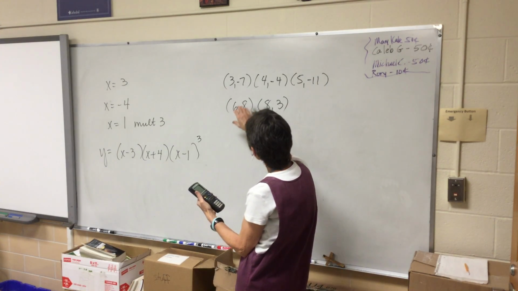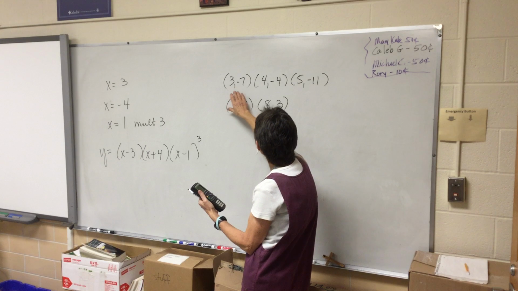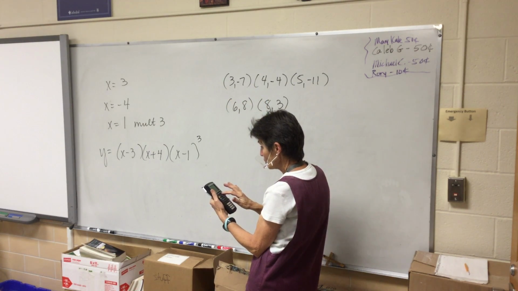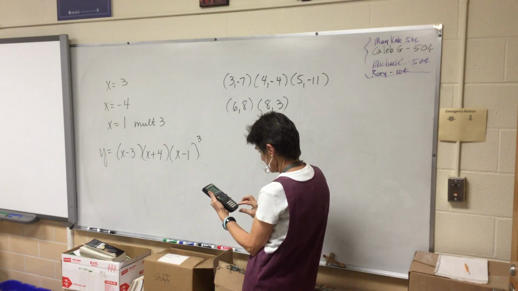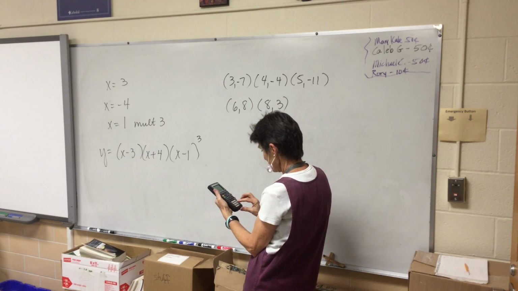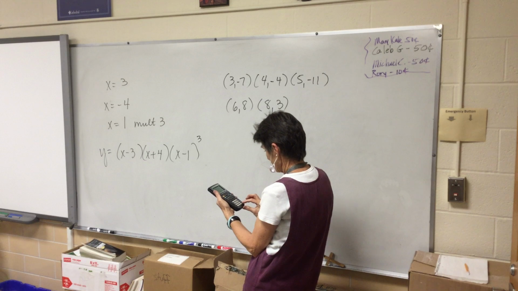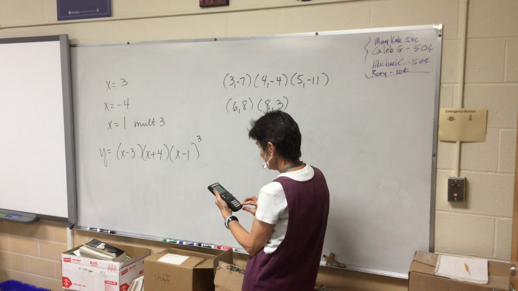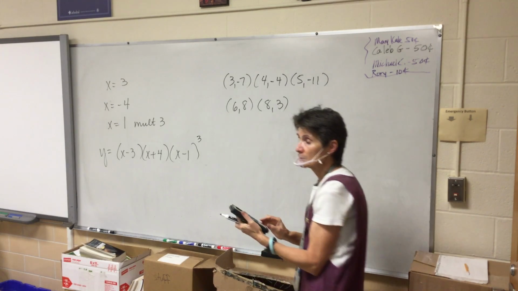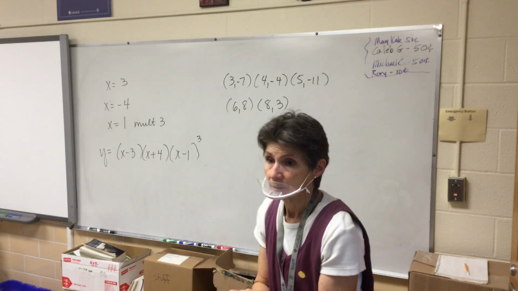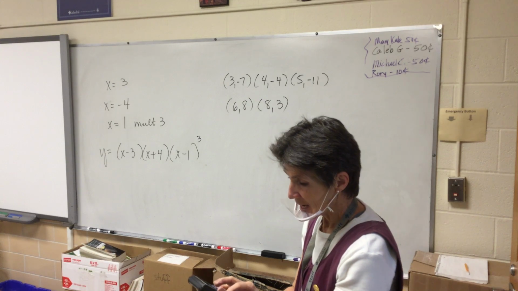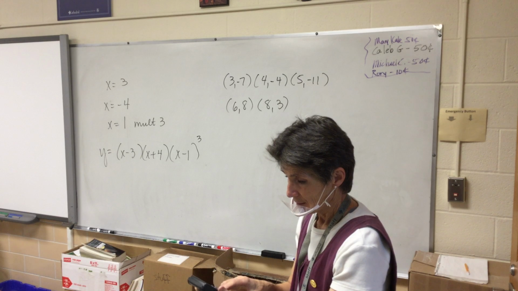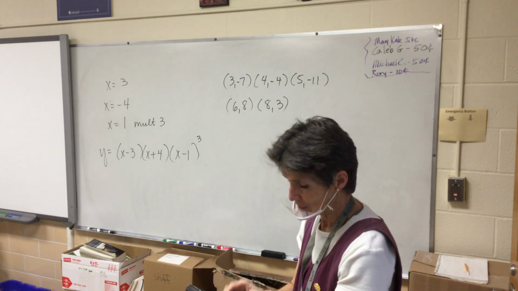So go to stat and in L1 put 3, 4, 5, 6, and 8. And in L2 put -7, -4, -11, 8, and 3. And then go back to stat, calc, and go to quartic regression.